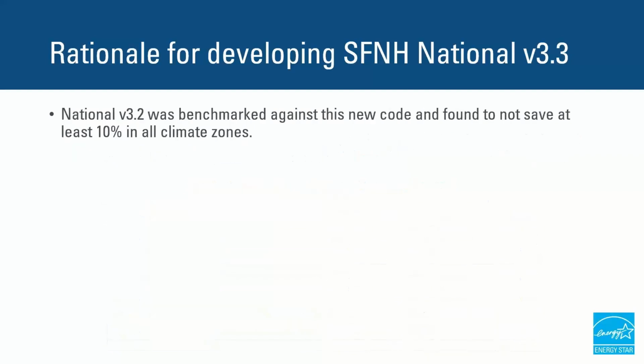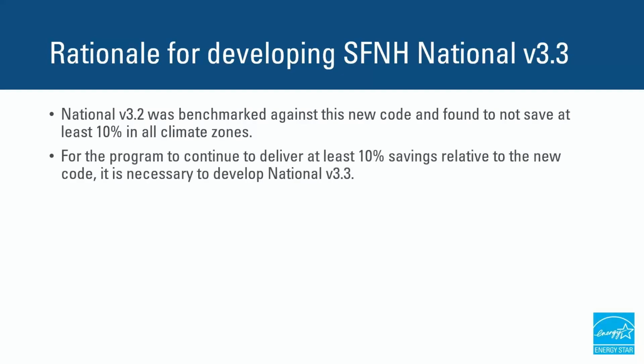So what did we find? Well, what we found is that National Version 3.2 does not, in fact, save at least 10% in all climate zones relative to this new code. As a result, a new version is needed in response to the 2024 IECC. That's why we're here today. Notably, though, the required improvement in 3.3 over version 3.2 will be smaller than the delta between version 3.2 and version 3.1, particularly in some climate zones.